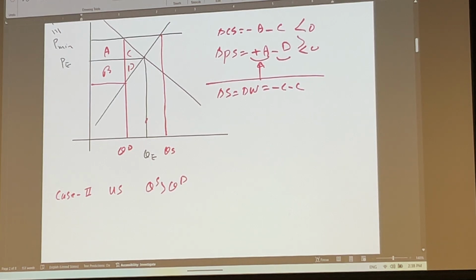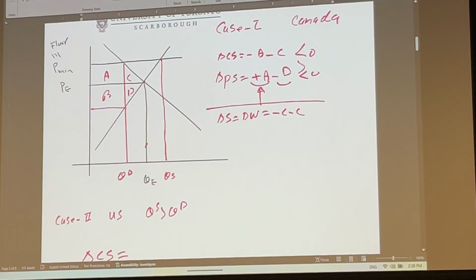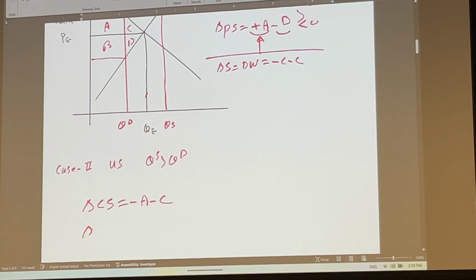What's the change in the consumer surplus there? Let's see. This is before. That's for the consumer. This is after. So the same thing. The consumer still loses A because they pay a higher price. They lose C because they buy less. No change for the consumer. In both cases, they lose the same. Right? Okay. What about the producer though?